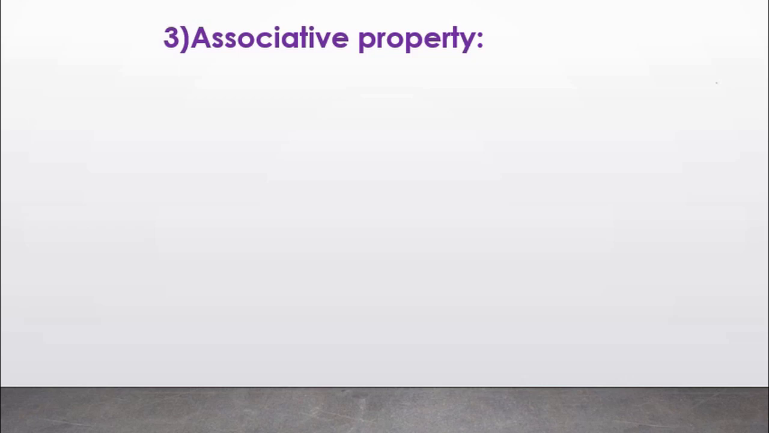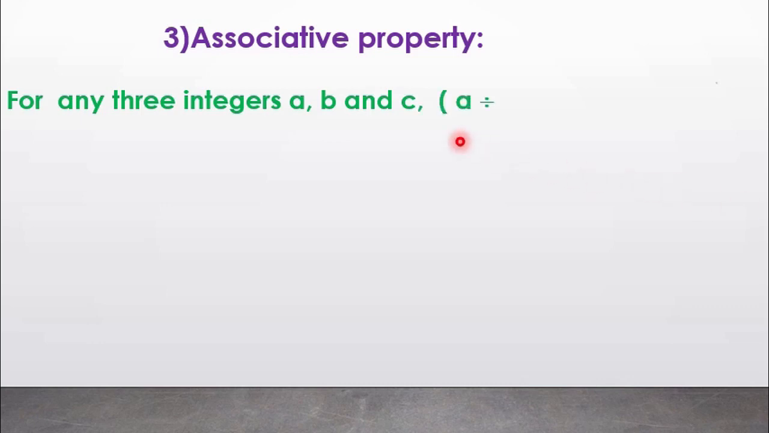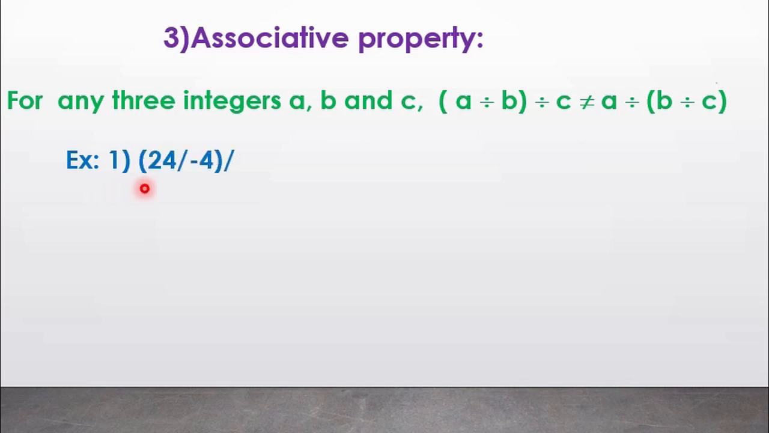Associative property. For any three integers a, b and c, in the bracket a divided by b, divided by c is not equal to a divided by, in the bracket, b divided by c. For example, in the bracket 24 divided by minus 4, divided by 2 is equal to minus 3, or 24 divided by, in the bracket, minus 4 divided by 2 is equal to minus 12.